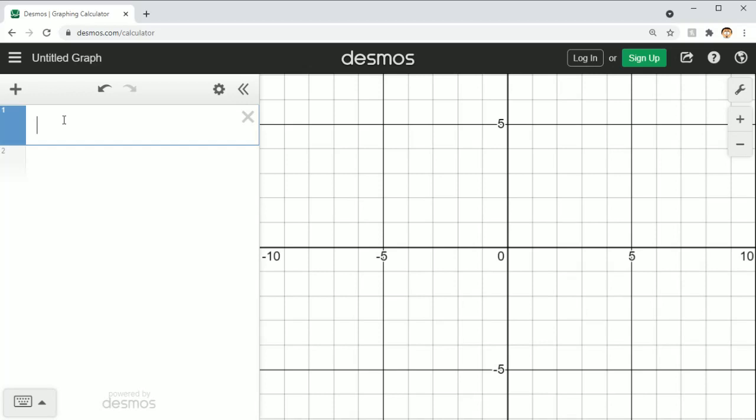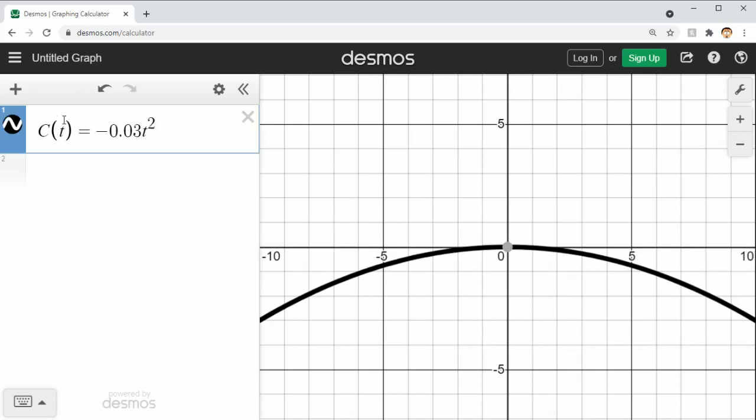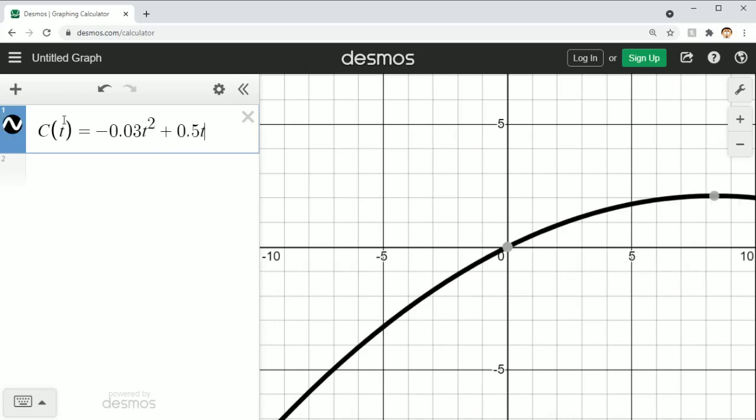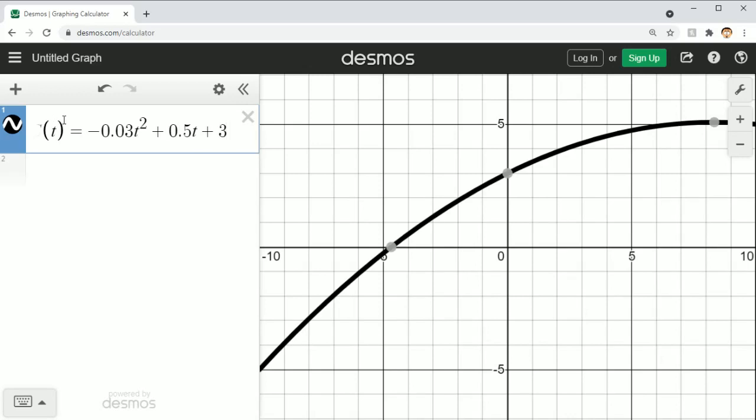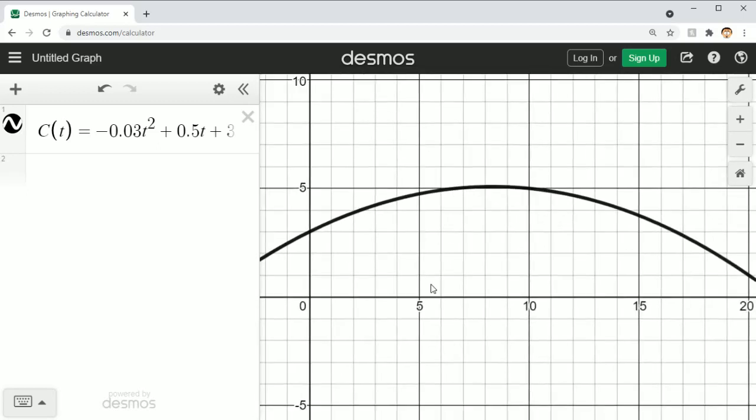Okay, so we have our number of CDs at time t is equal to negative 0.03t squared plus 0.5t plus 3. Now this is number of CDs sold in thousands, not just number of CDs sold, which would be really sad. And we wanted to go between 0 and 18, so actually that's about right.